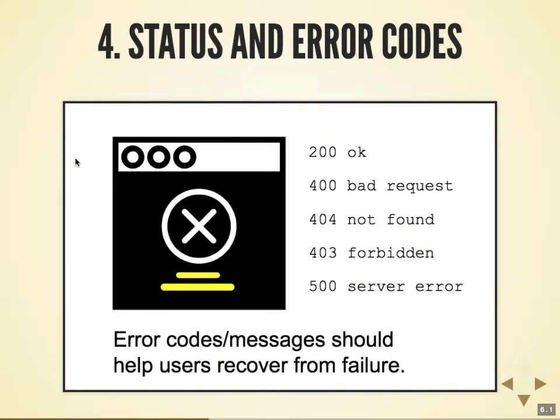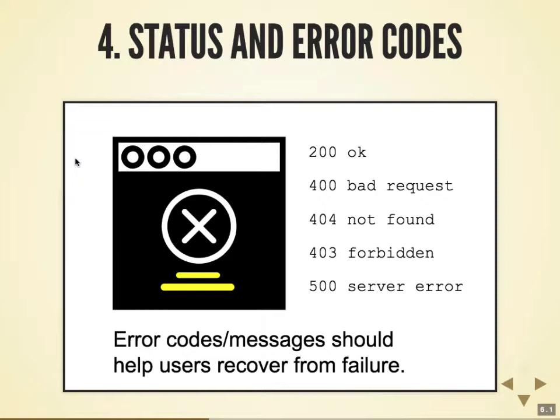Okay. Status and error codes. These are also really important to document. We touched upon this earlier in the responses section. But because status and error codes are general across your API and not always specific to each endpoint, I recommend just having a page in your docs that says status and error codes that relates to all your endpoints.